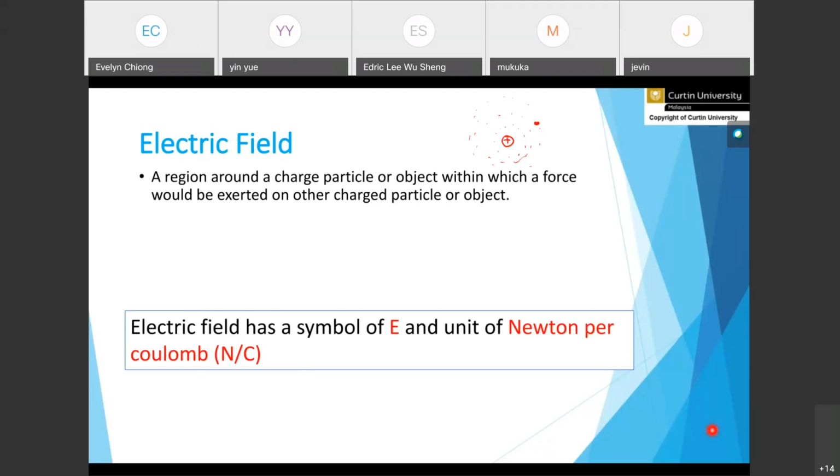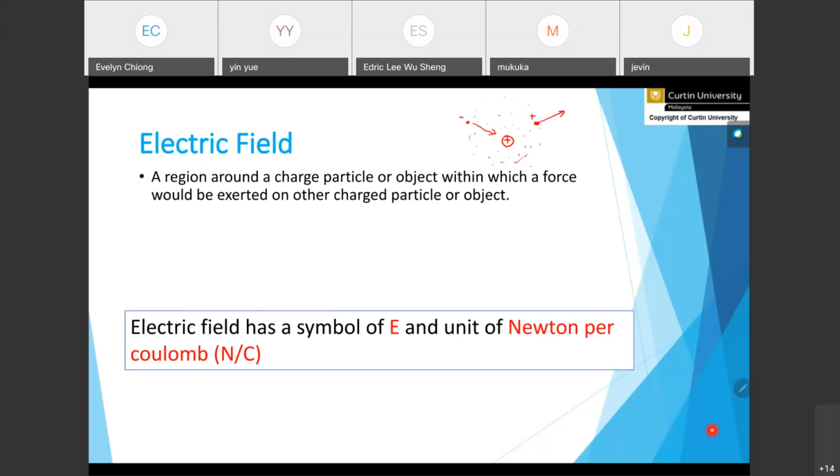Attractive or repulsive? Repulsive. Okay, let's say this one is positive. Then it will feel like this. Okay, repulsive. But if it is negative, let's say I have another one, this one, let's say negative. Then it will feel this way.